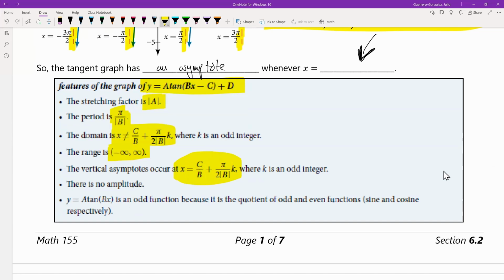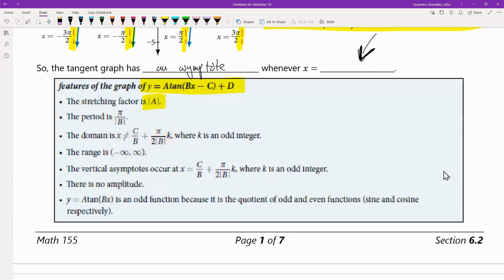Now, I want to bring up something for this, but I'm going to do it once we get to an example. There is no amplitude. Like I said, we have a stretching factor again. And the last thing is that tangent is an odd function, because it is a quotient of odd and even functions. So that's minor.